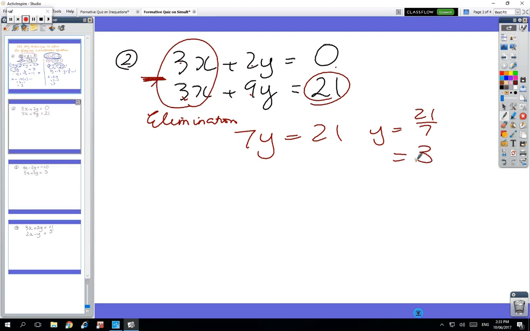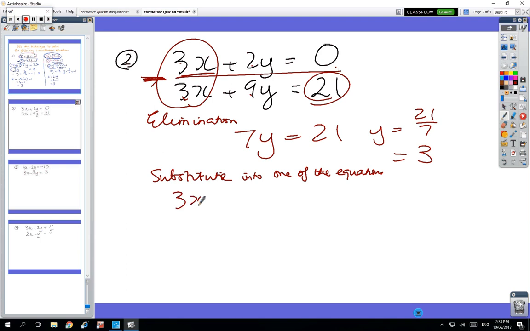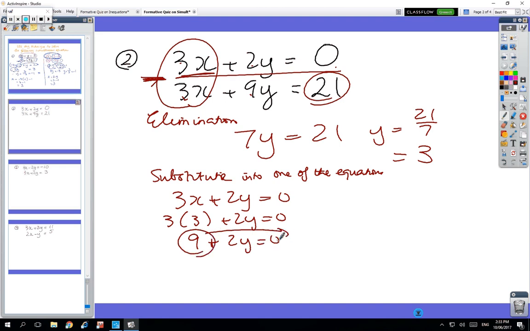So you've got your answer, and then you've got to find your x number, so you substitute into one of the equations. Doesn't matter which one you use, so I'll use the first one. So I've got 3x plus 2y equals 0, so 3 times 3 plus 2y equals 0. 9 plus 2y equals 0, and then take the 9 across the other side, so you get 2y equals minus 9, and then y equals minus 9 over 2, which is the same as minus 4.5. Okay, so that's the answer to that one.